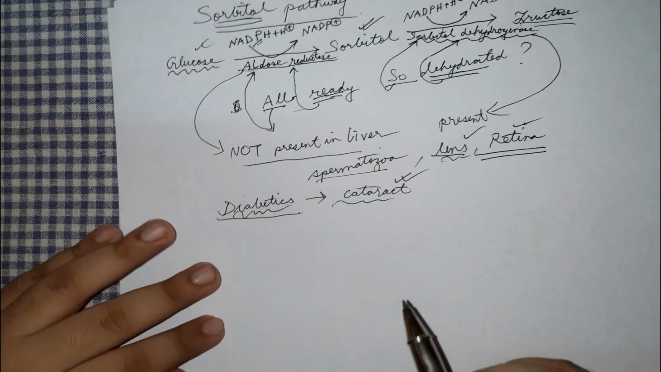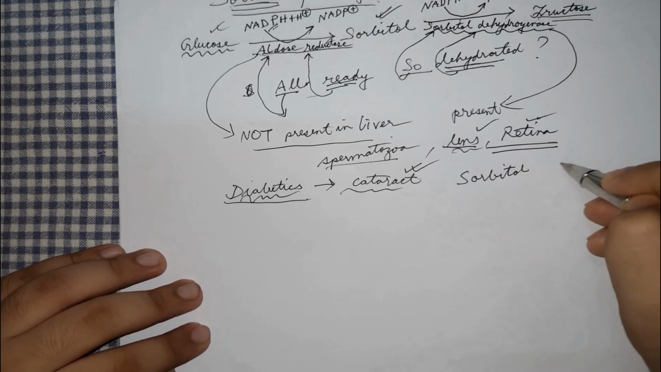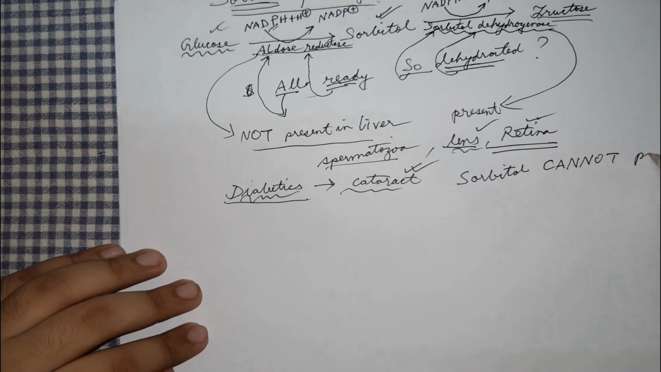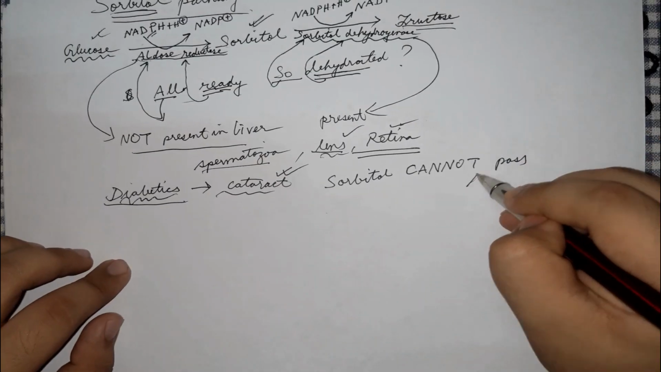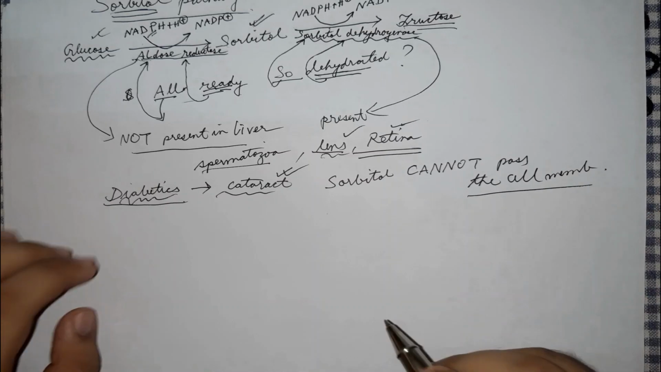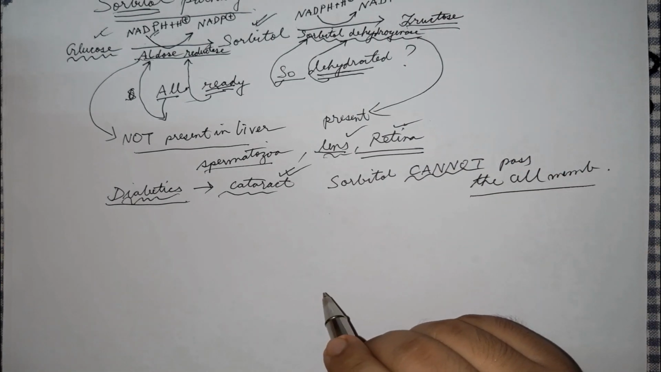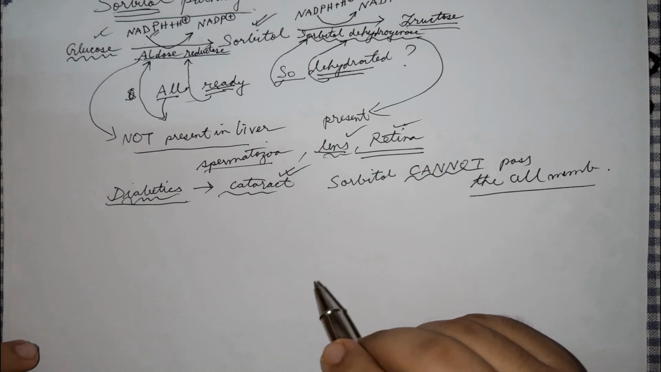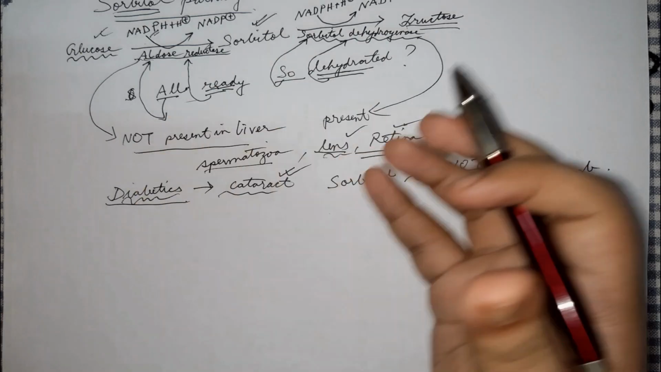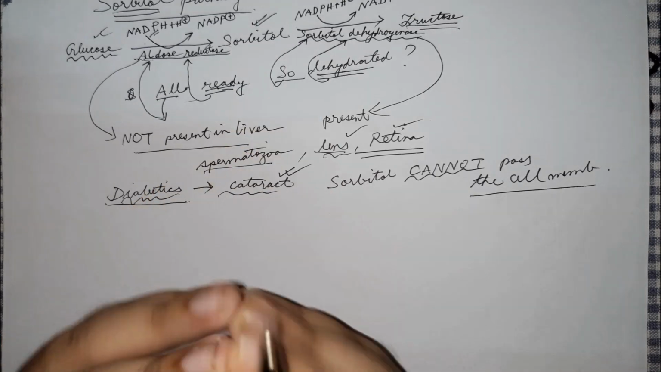Now, here is a twist. You see, sorbitol cannot pass the cell membrane. Very important piece of information. Sorbitol cannot pass the cell membrane. So what happens is, since sorbitol cannot pass the cell membrane and since there is a lot of sorbitol being formed, sorbitol will start accumulating.